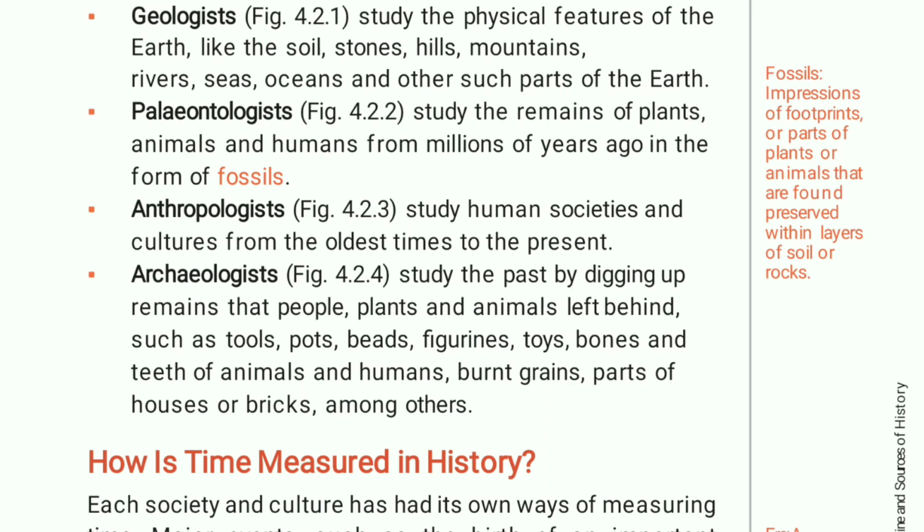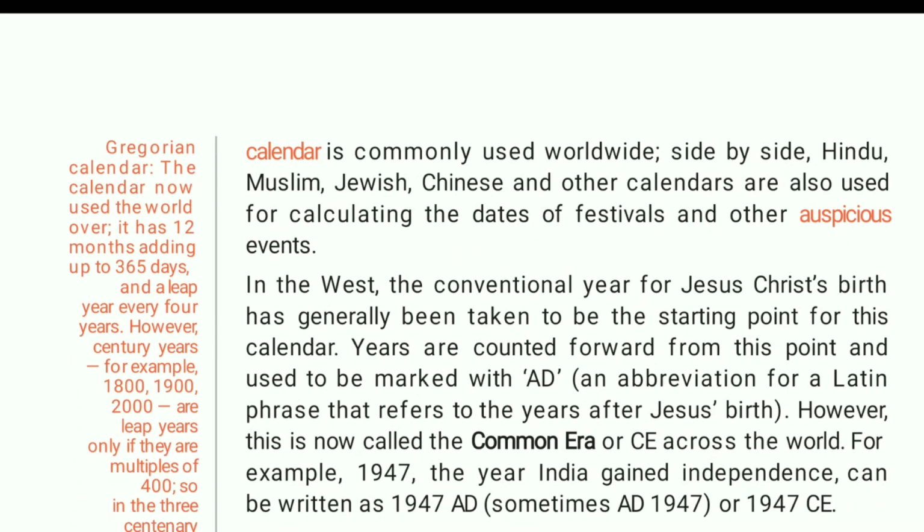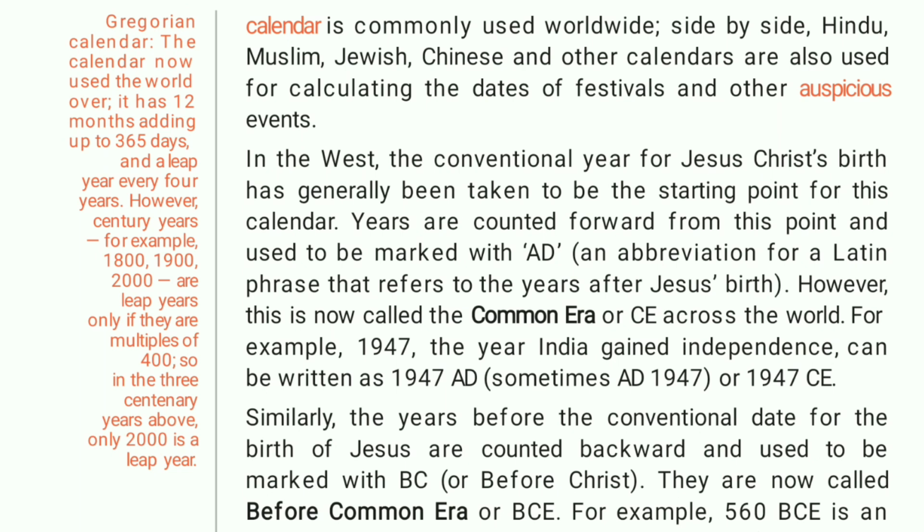How is time measured in history? Each society and culture has its own way of measuring time. Major events such as the birth of an important person or the start of a ruler's reign have often marked the beginning of a new era. At present, we use the Gregorian era, a distinct period of time. The Gregorian calendar is commonly used worldwide, side by side. Hindu, Muslim, Jewish, Chinese, and other calendars are also used for calculating the dates of festivals and other auspicious events.